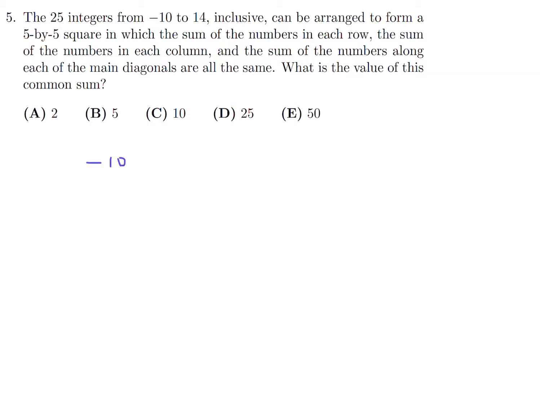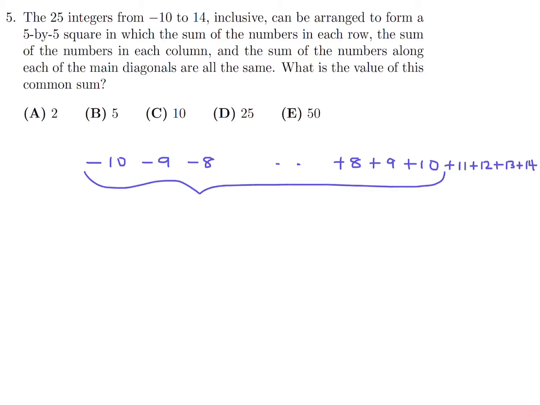So that's going to be negative 10 plus negative 9 plus negative 8, dot, dot, dot, all the way until you get to the positives, plus 8, plus 9, plus 10, and then we're going up to 14, right? So plus 11, plus 12, plus 13, plus 14. Now, these numbers all cancel each other, so the only thing we have to figure out is the last 4, and that sum is 50. So the sum of all the numbers is 50.